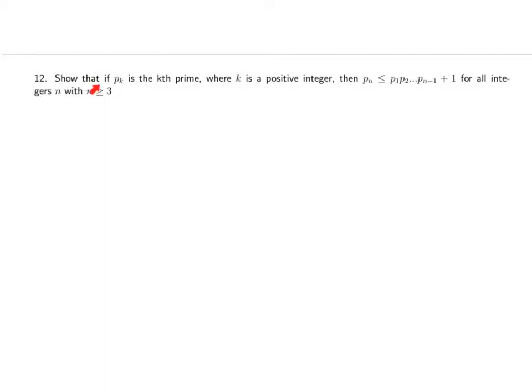Now, in this problem, we define pk as the kth prime, so p1 is the first prime, p2 is the second prime, and so on and so forth, where k is a positive integer. And this is a number that we construct, say p1 times p2 times ... times pn minus 1, plus 1. We want to show that pn, the nth prime, is always less than or equal to the product of the first n minus 1 primes plus 1, for all integers n greater than or equal to 3. Okay, so how do we prove that?